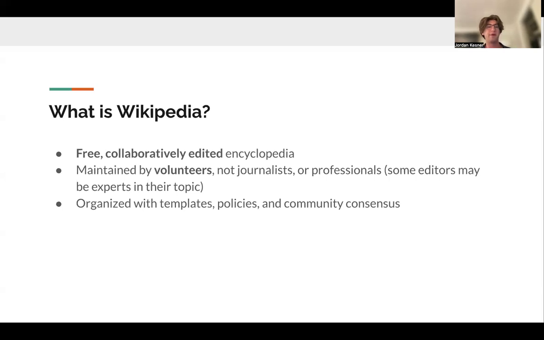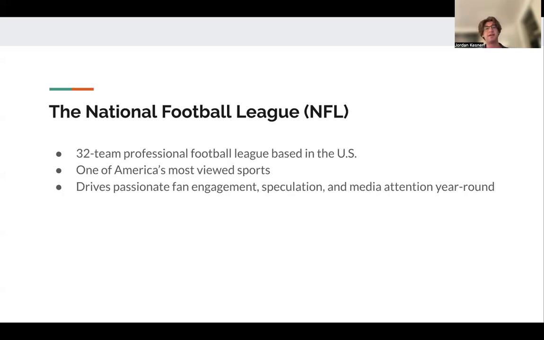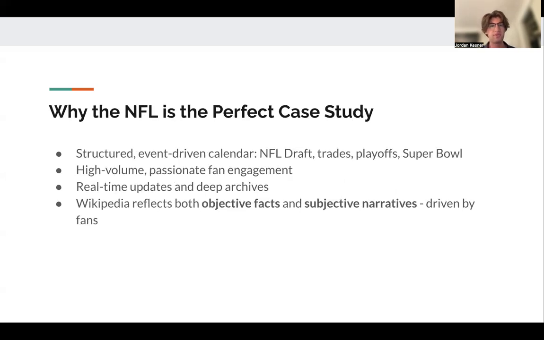I'm going to skip over what Wikipedia is, because everybody here knows about Wikipedia. The NFL is a 32-team professional football league in the US, and it's one of America's most popular sports with a really engaged and passionate fan base. So that's why I chose the NFL as a good case study of online communities and fandoms on Wikipedia.